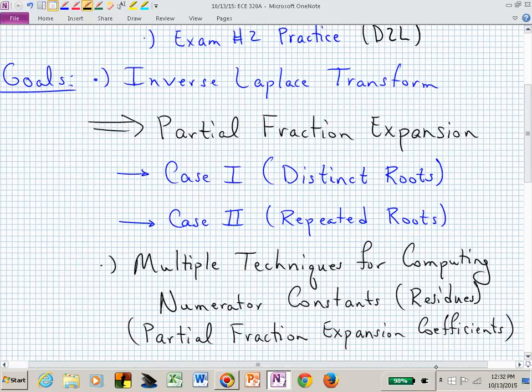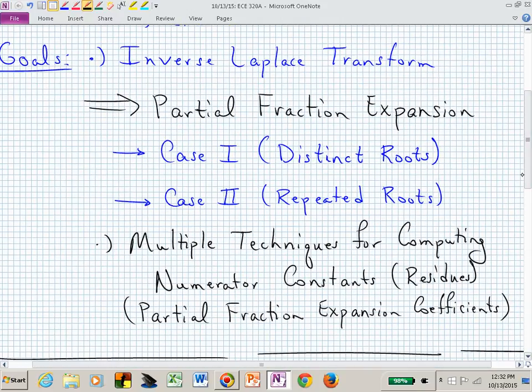What I want to talk about today is the inverse Laplace transform and the partial fraction expansion. That's the way that we will inverse Laplace transform. And we're separating that into two different cases. Case 1 is when we have distinct roots. That means if we are looking at the x's in the s-plane, then we only have unique x locations. We don't have x's lying on top of each other. That's what I mean by distinct roots.